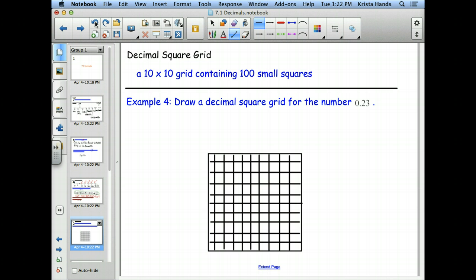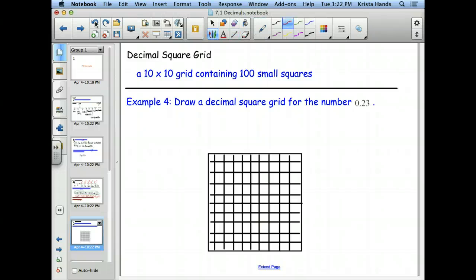Okay, so they should all be exactly the same size boxes, and obviously they're not, but you've got the picture in mind, right? All right, so this is a decimal square grid. It's got 100 little boxes, and each of those boxes is 1/100th, okay? And so when we draw the grid, if we're wanting to shade in a number, 23/100ths, what would we do? We would shade in 23 boxes.